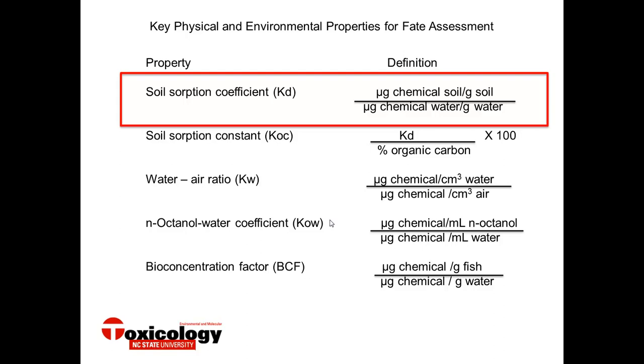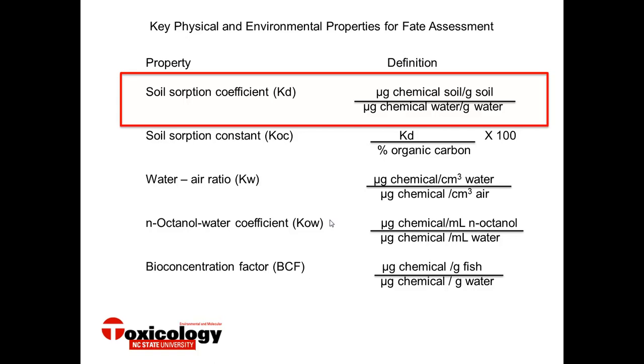This is where we measure the concentration of the compound in the soil and divide that by the concentration of the compound in the water. So the higher the KD, the greater the affinity of the toxicant for the soil. The lower the KD, the less affinity that toxicant has for the soil. Now, this is directly related to the surface area of the soil and the amount of organic matter present.